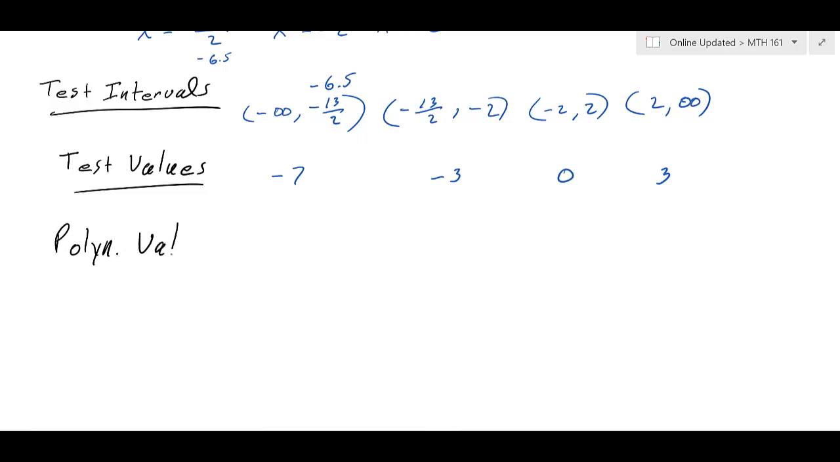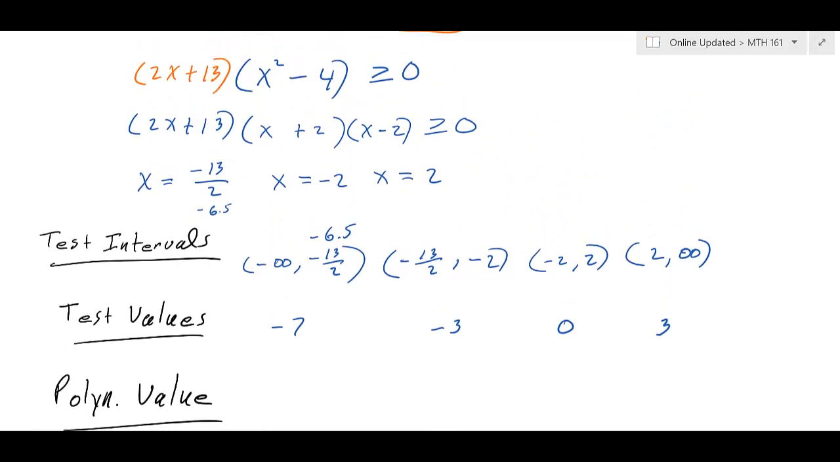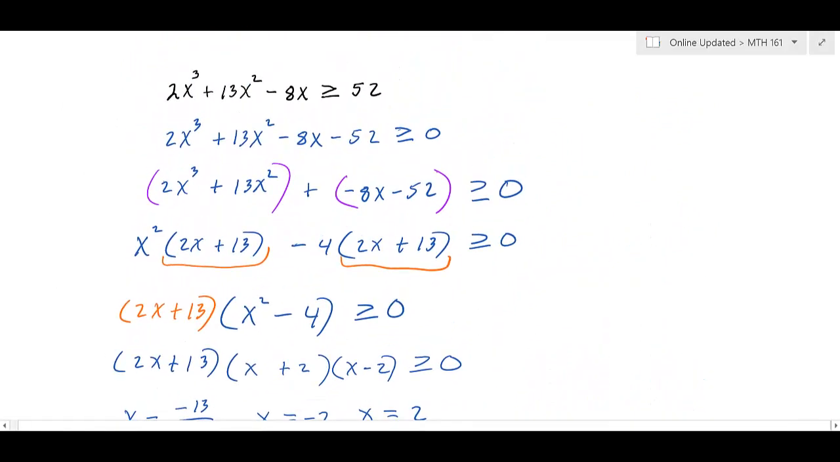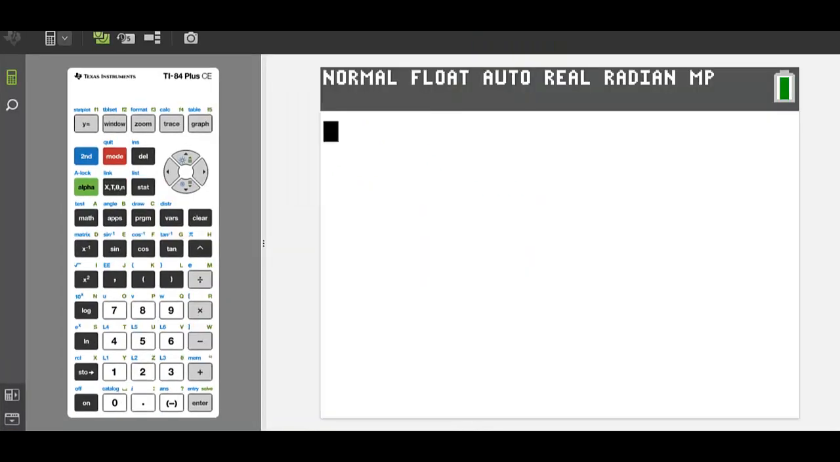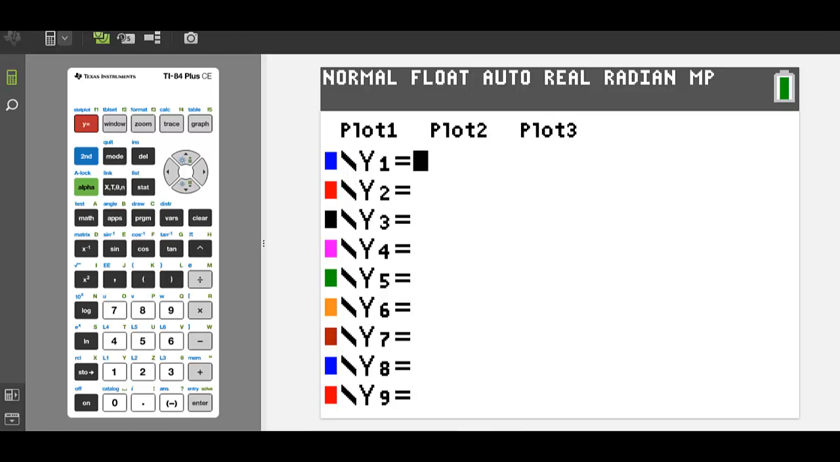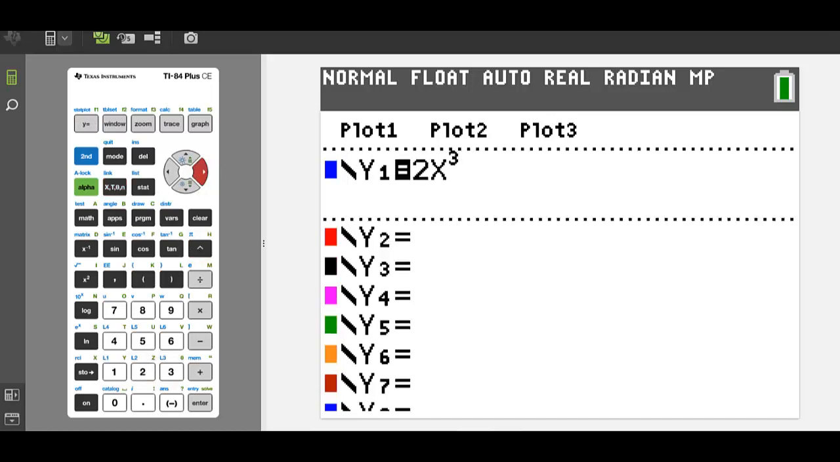So now we want to determine what the polynomial value is. Again, remember, we're going to plug the test values into this polynomial and find out what we end up with. Now, to make this easier, you can simply plug in each value, but I'm going to go to the calculator and type this in just like we did before. So if we go to y equals, make sure I type this in correctly, we have 2x cubed plus 13x squared minus 8x minus 52.